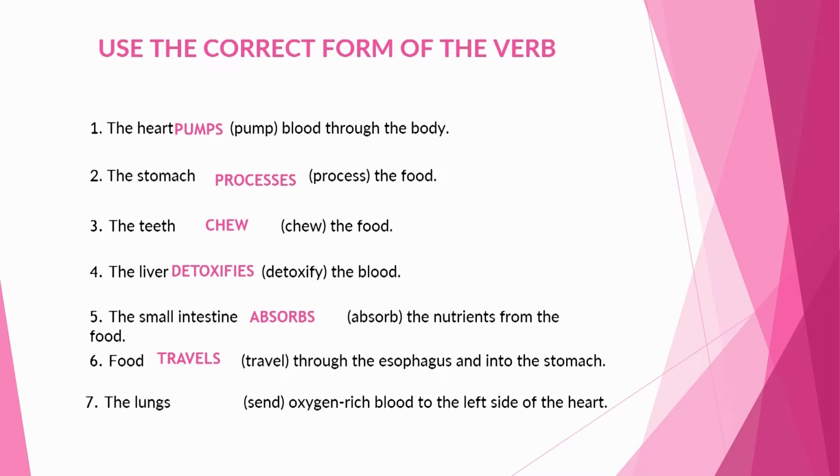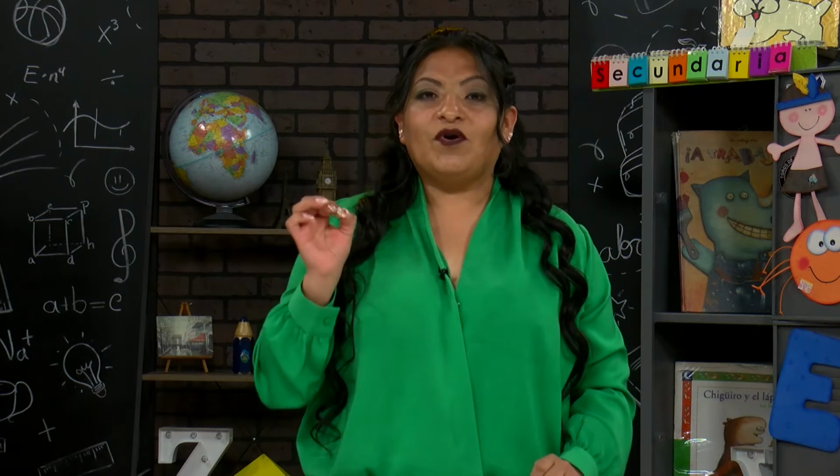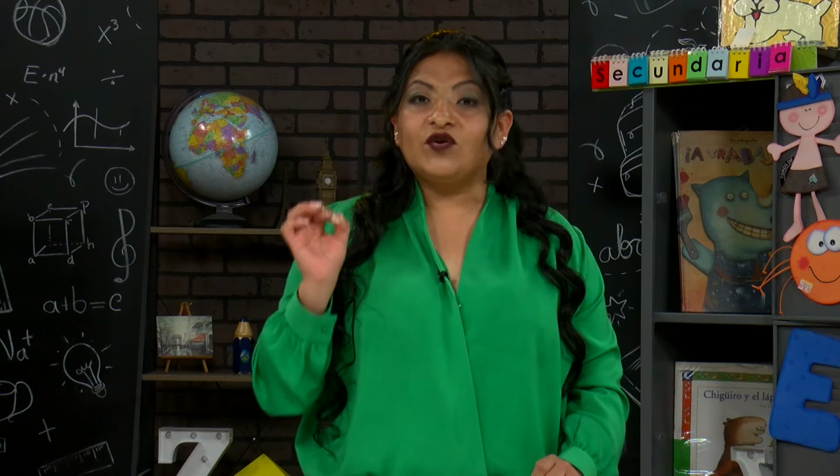The small intestine absorbs the nutrients from food. The same situation is for food. So in this case, food travels down the esophagus and into the stomach. The lungs send oxygen-rich blood to the left side of the heart, right? If you write the sentence in this form, you are correct, right? Because you applied the correct rules. So in this case, you learn the importance of applying the rules.